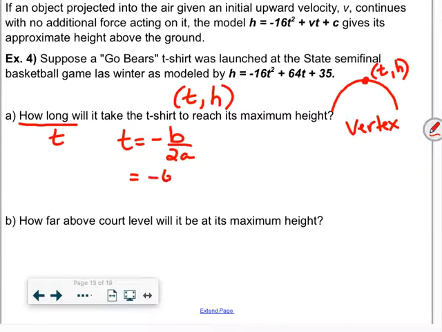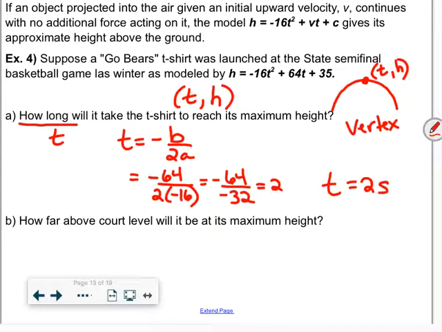So I'm going to go negative 64 over 2 times negative 16. You're going to want a calculator if you don't already have yours out. So that's negative 64 over negative 32, so that's 2. Now let's reread the problem because I know it's time, but usually time starts in seconds, and I don't see it, so it is seconds. So this would be t equals 2 seconds.